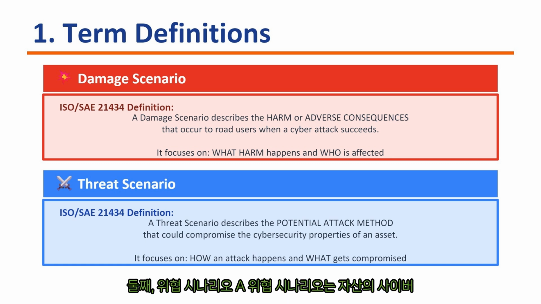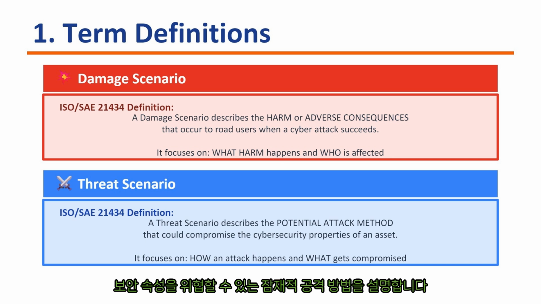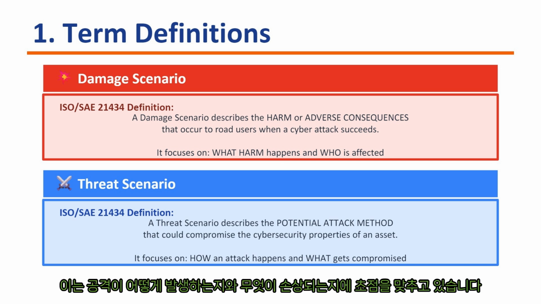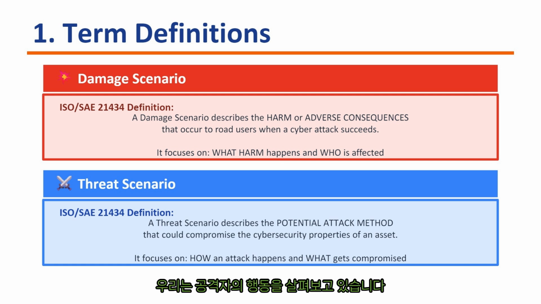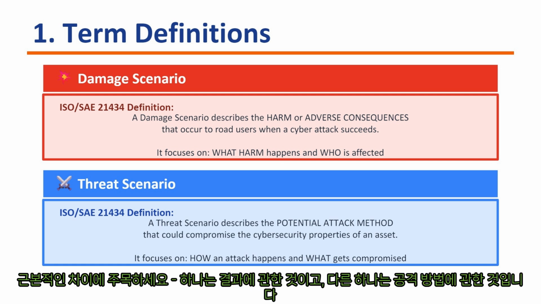Second, threat scenario. A threat scenario describes the potential attack method that could compromise the cybersecurity properties of an asset. This focuses on how an attack happens and what gets compromised. We're looking at the attacker's actions. Notice the fundamental difference. One is about consequences, the other is about attack methods.